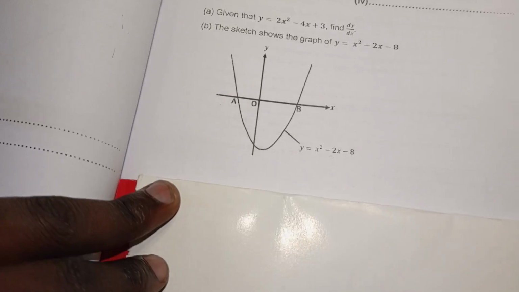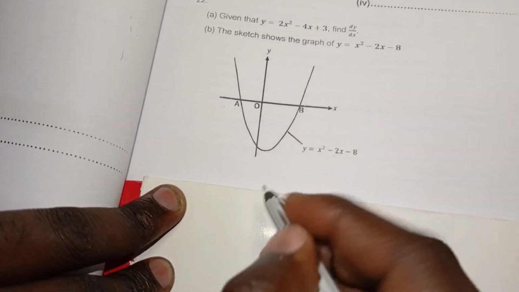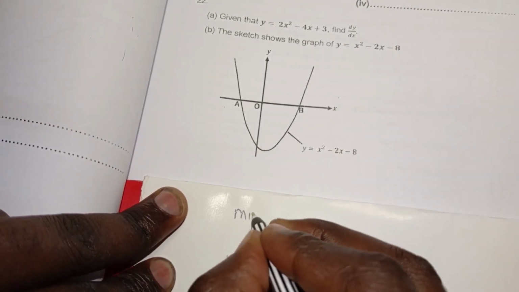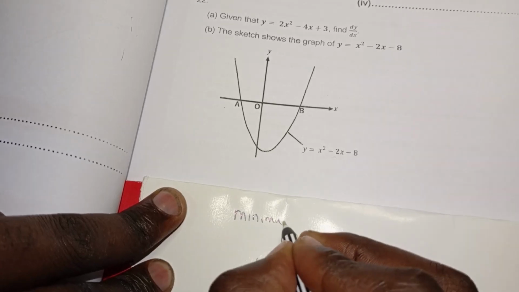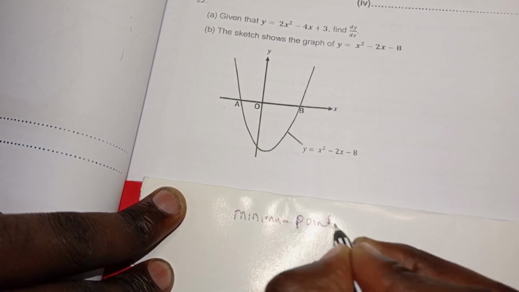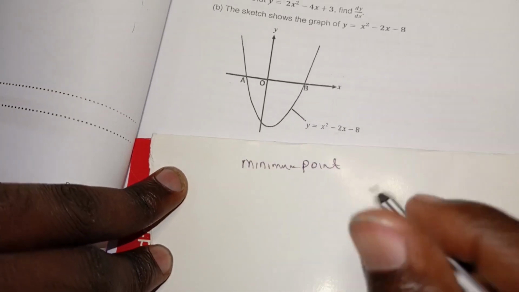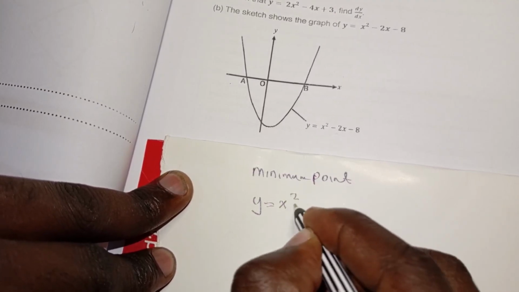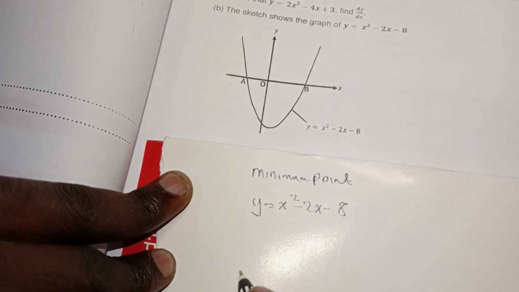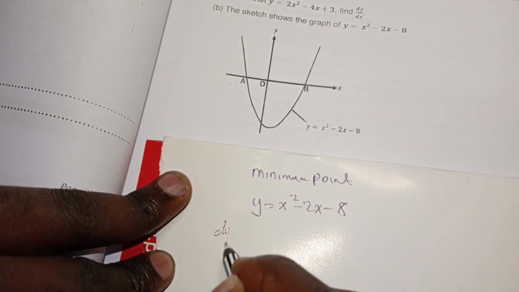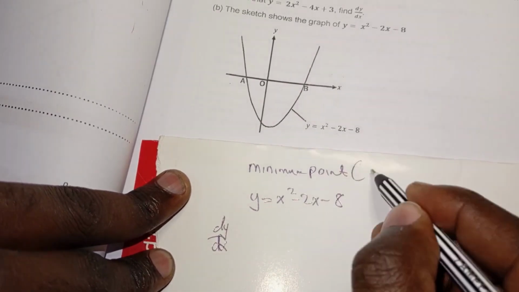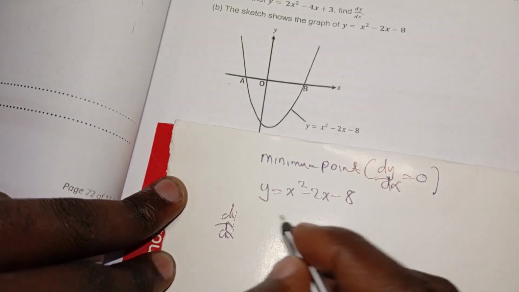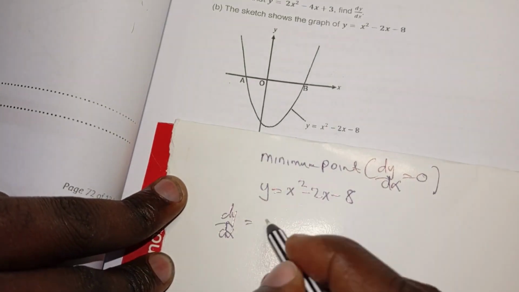This question wants us to find the minimum point, which is the turning point here. So for the minimum point, you get the equation of the curve and differentiate it first to find dy/dx, because at this point dy/dx is equal to 0. So you are going to do the same thing we did.